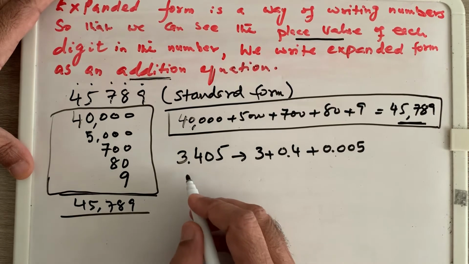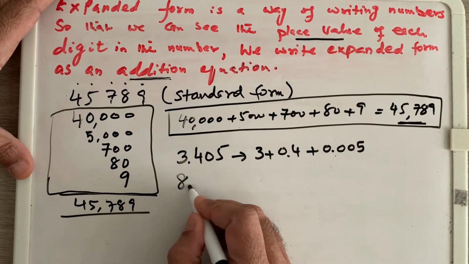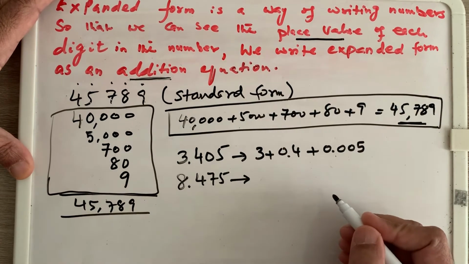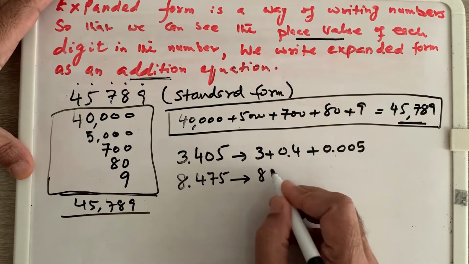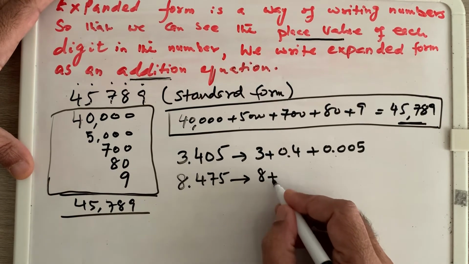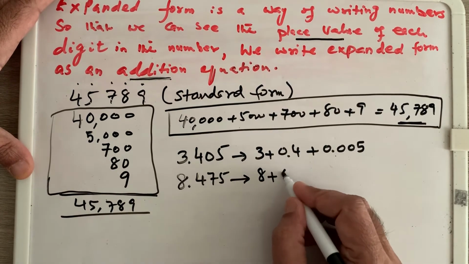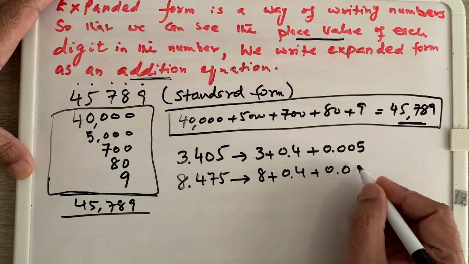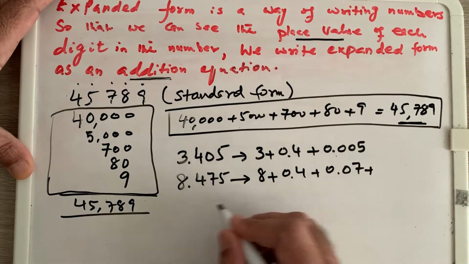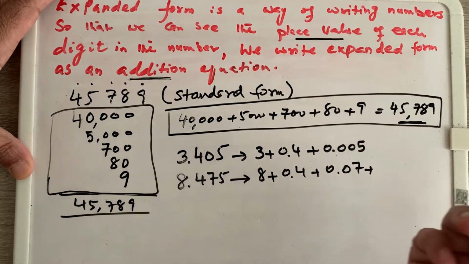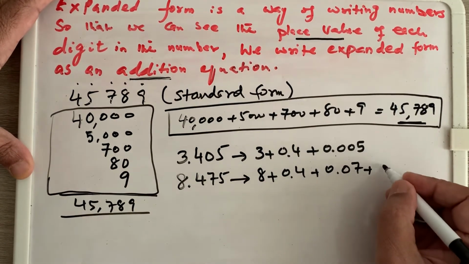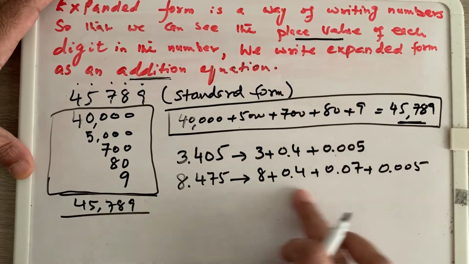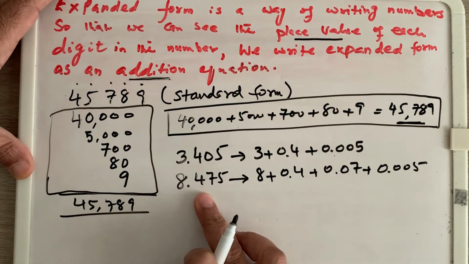So we can take another example. Maybe you need another example to understand it. So how can we write it? 8 is 8. The place value of 8 is 8. This place value is 0.4. Then 7 is 0.047. And then 5 is, or if you have 8, whatever number you have, 475. So 0.005. If you add these numbers, you can get the same thing.